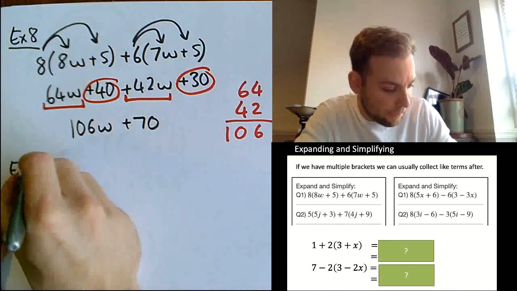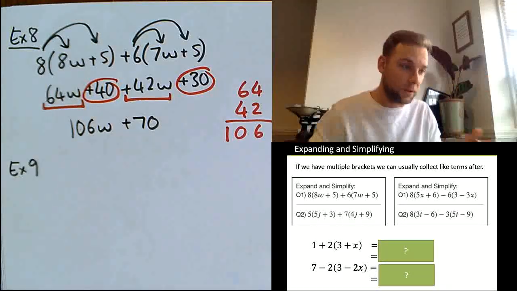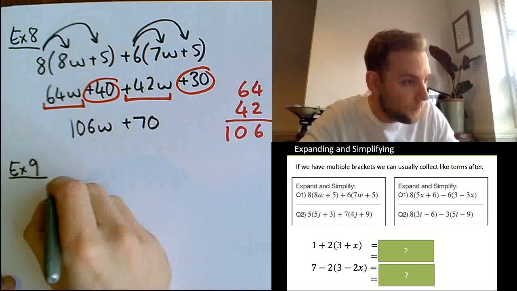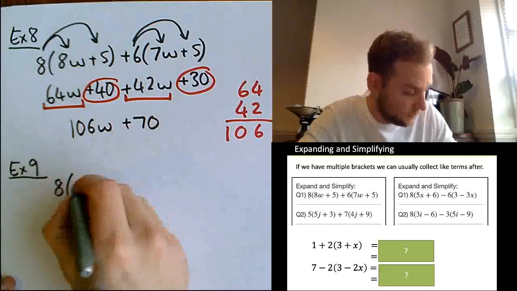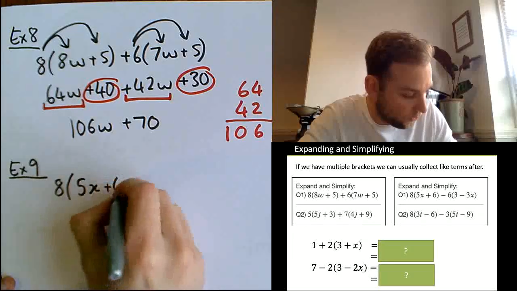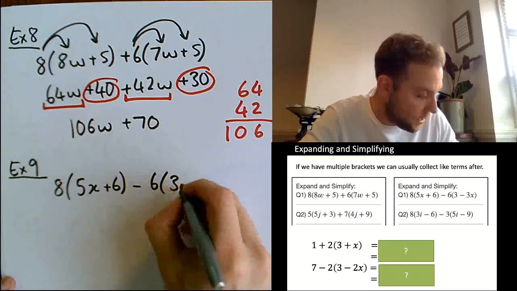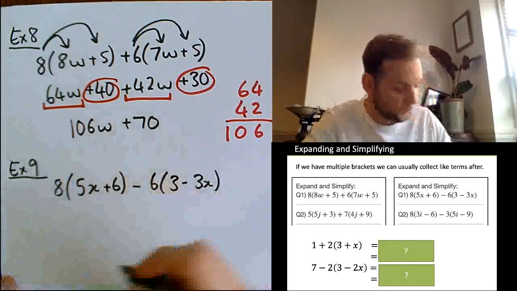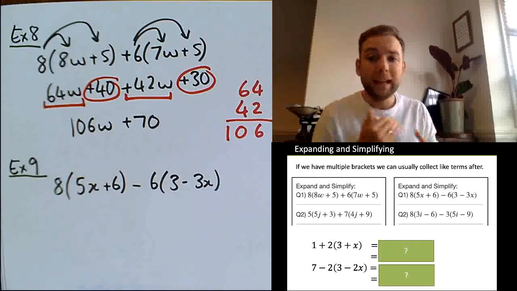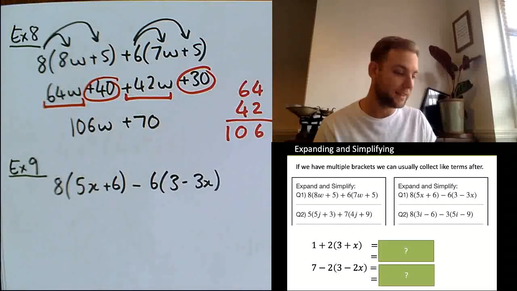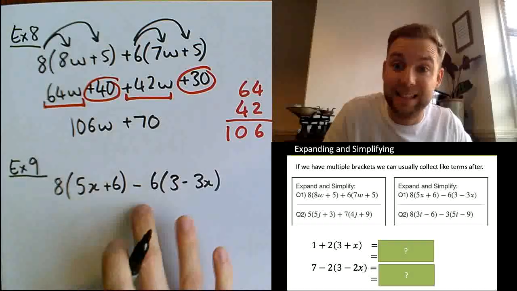Here I've got example 9. I'm going to do the top right one, which is 8 lots of 5x plus 6 minus 6 lots of 3 minus 3x. Now, what makes this one a little bit harder? Well, the thing that makes it a little bit harder is the fact that there is a negative outside this bracket.